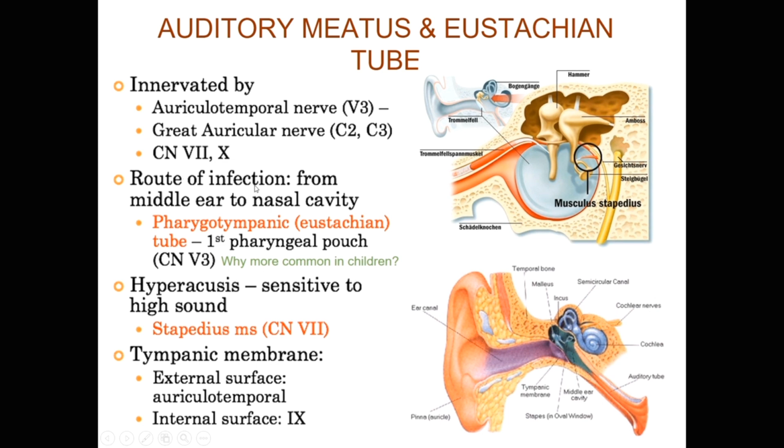Route of infection, how this is going to definitely come up for your test. We actually had 2 or 3 questions on our anatomy exam on this. How does infection spread to the inner ear or the middle ear? It's via this eustachian tube. So the pharyngotympanic or eustachian tube is a first pharyngeal pouch, which we talked about. And the sensory innervation for that is going to be cranial nerve 5, V3.